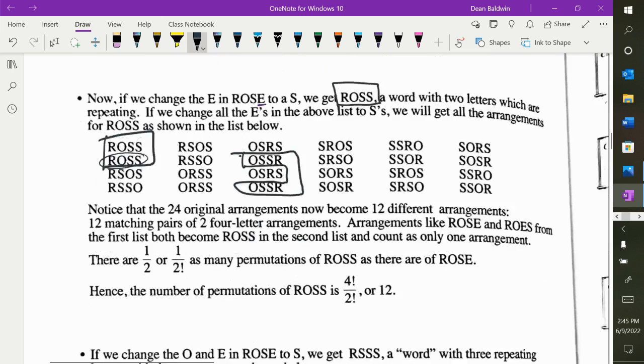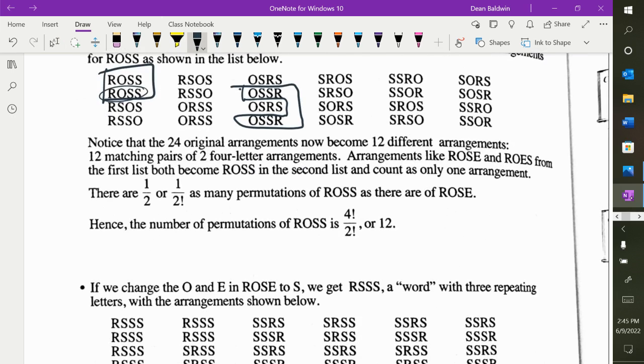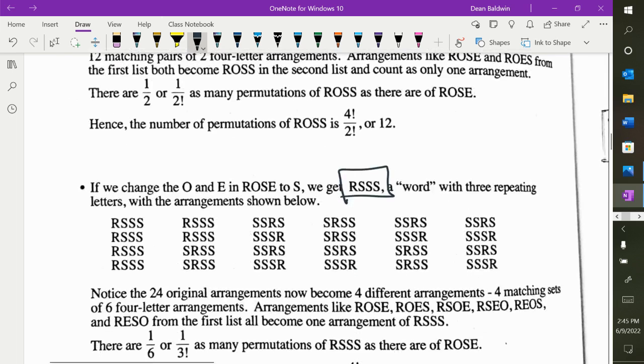If again I change it, so instead of having rose, we change it to another S, you get even less. You start to get chunks of repeats. So the number of different ways you can arrange them decreases dramatically.